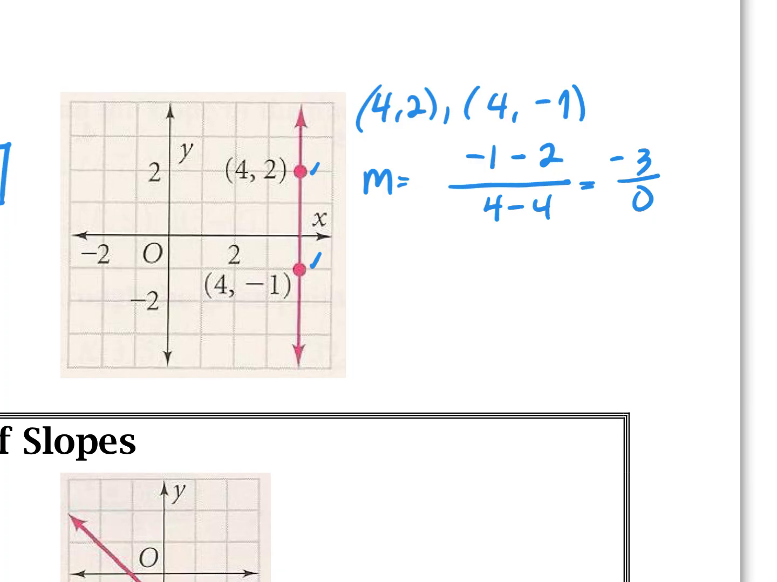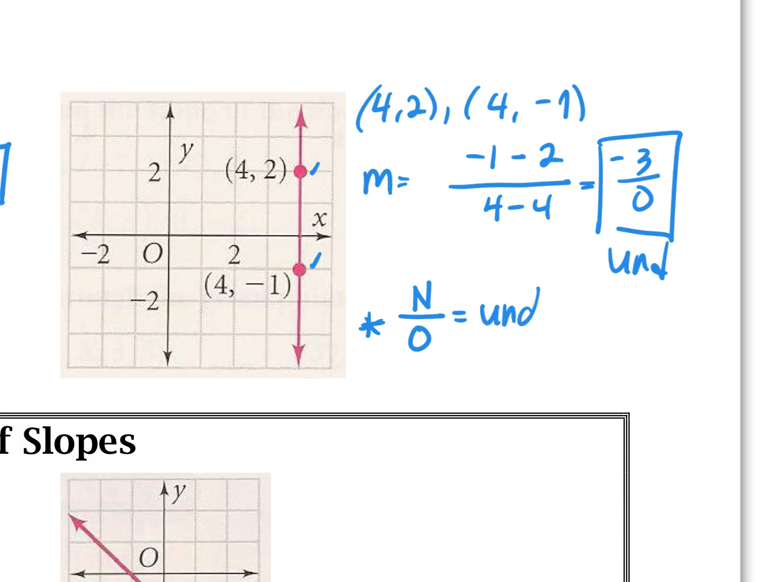This is going to tell me something. This is called undefined. Now, remember this one, a short keynote. When you divide a number by 0, in mathematical terms, it's called undefined. It means that you cannot divide a number by 0.